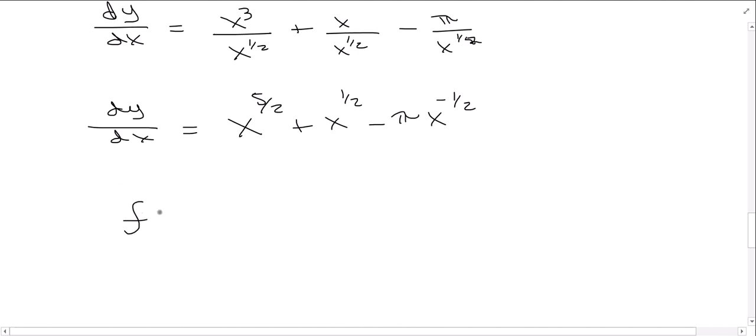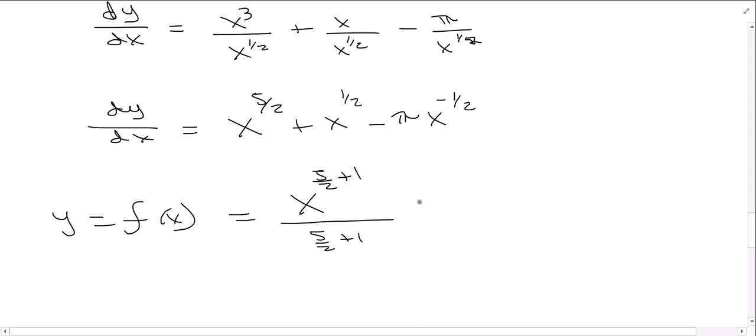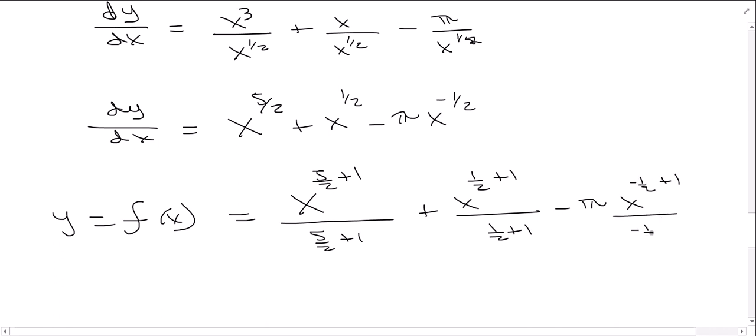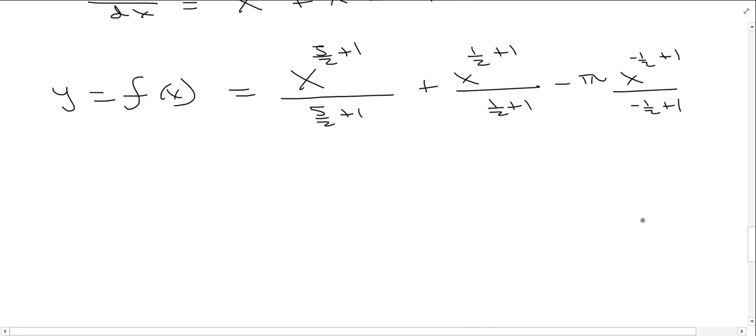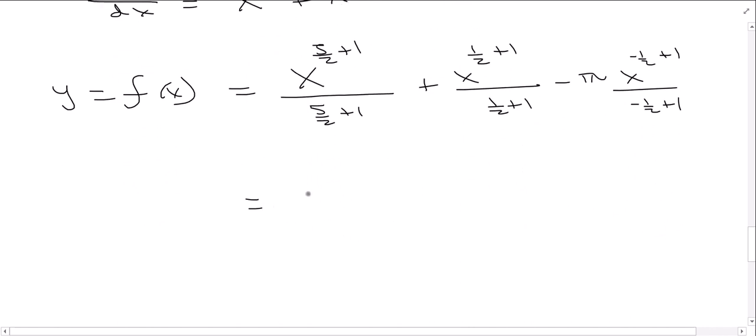So f of x or y is, so now we do the general power rule for antiderivative. So add 1 to the exponent, so x to the 5/2 plus 1, and divide by that new exponent. And then plus x to the 1/2 plus 1, and divide by that new exponent, minus pi x to the negative 1/2 plus 1, and divide by that new exponent. If you can do those fractions in your head, you're fine. You don't have to do these steps, but I'm just making sure I know my work.